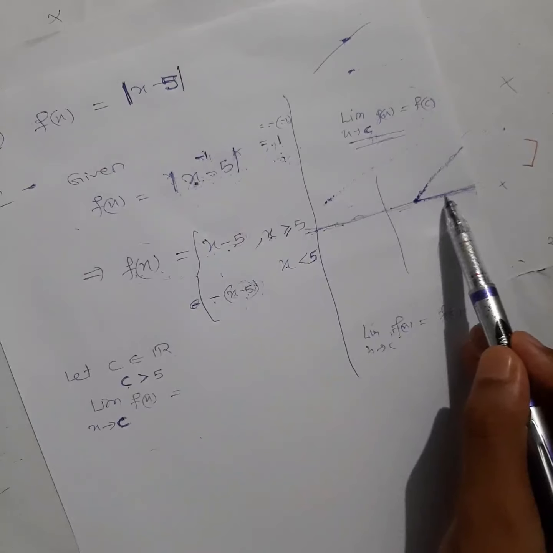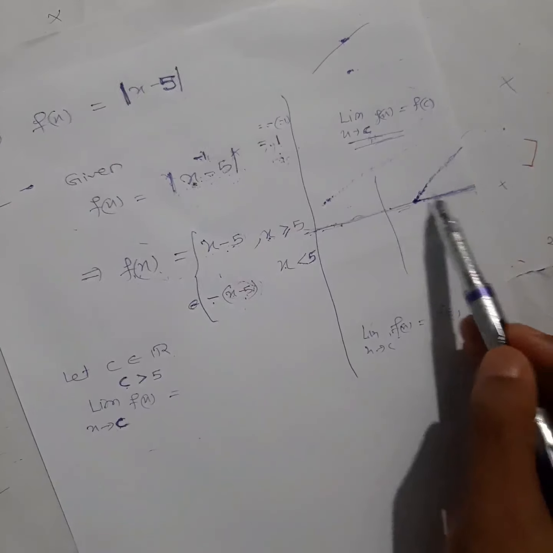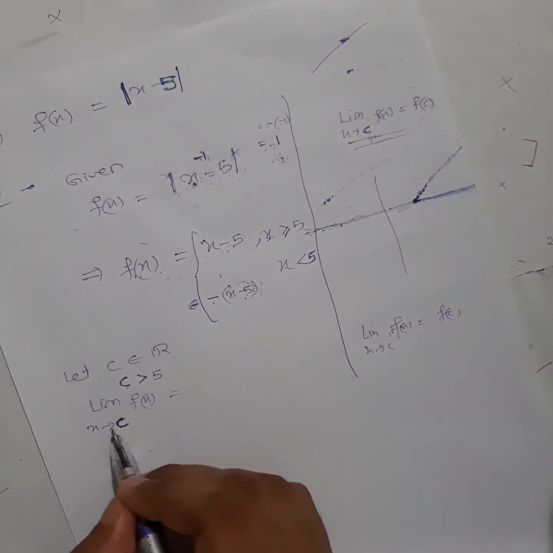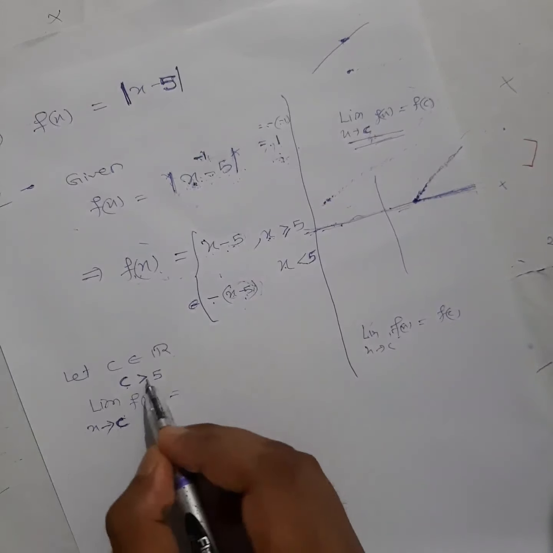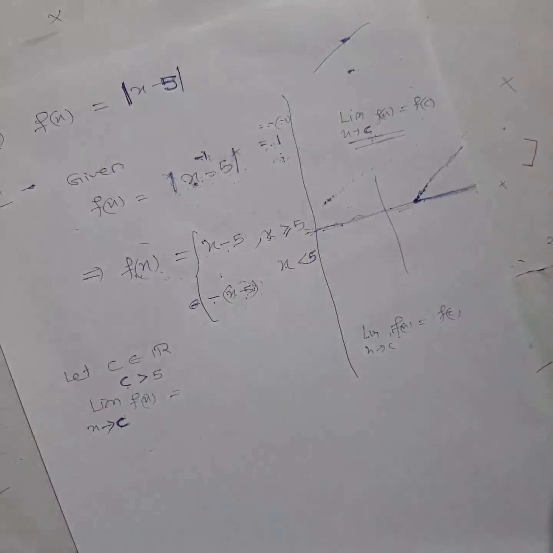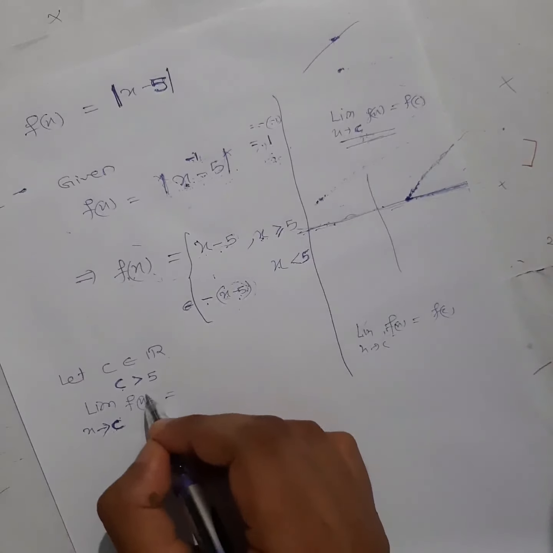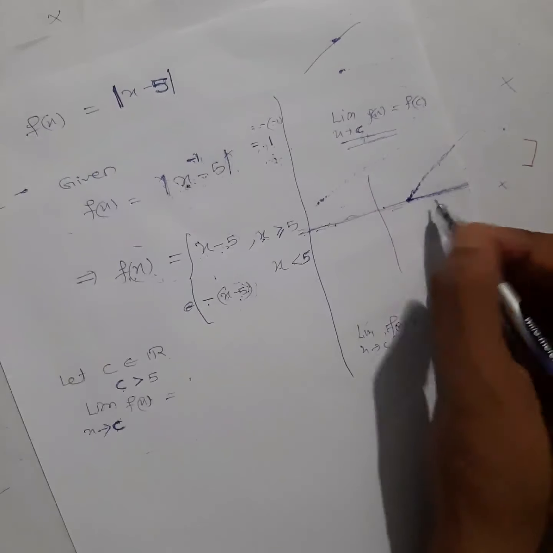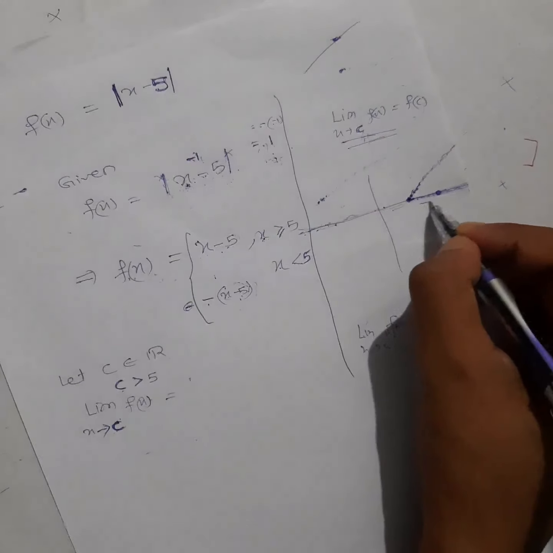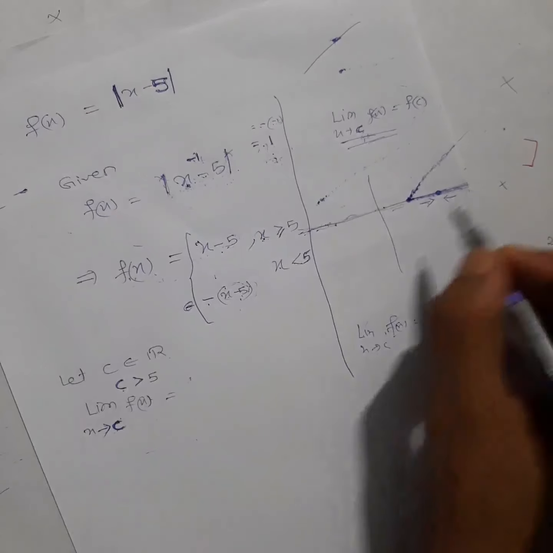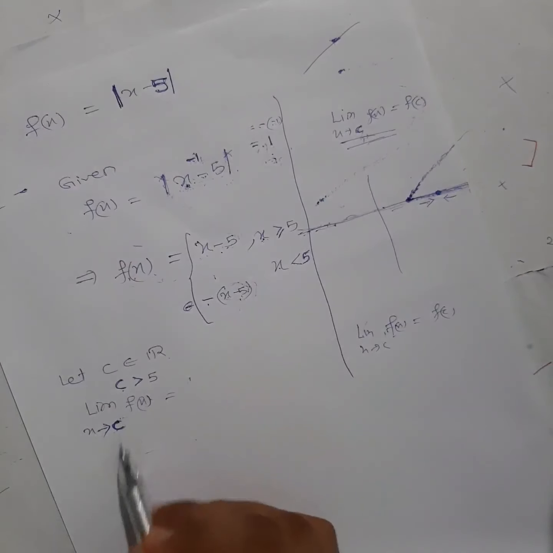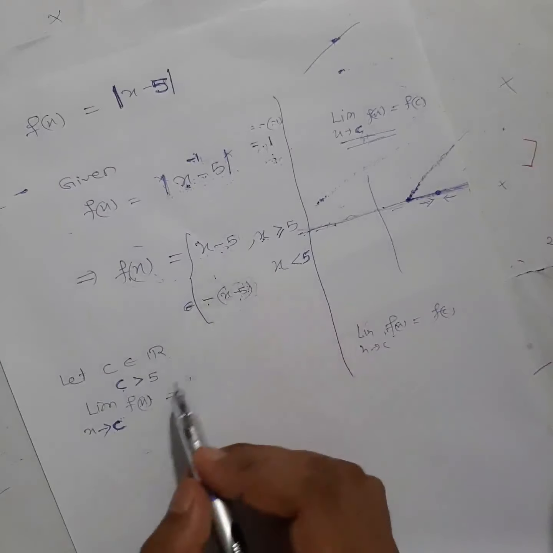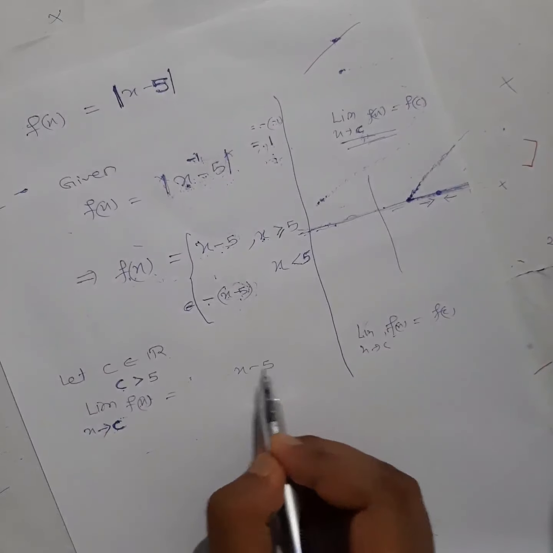So first I am taking c greater than 5, then I will show that for this portion the graph does not break. So as your x tends to c greater than 5, right, what will f(x) be? Now do we have to take the left hand limit or right hand limit here? See, suppose c is this one. Do we need to take the left hand limit and right hand limit here? Do we need to take minus here and then plus here? Obviously no. What is your function here? x minus 5.